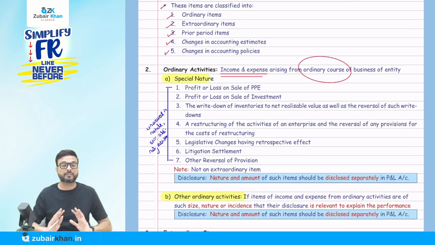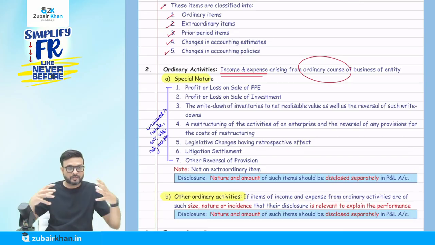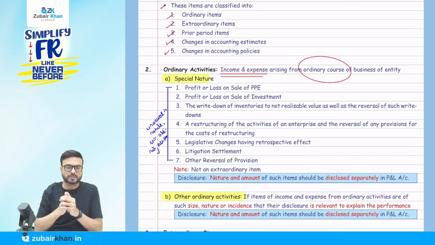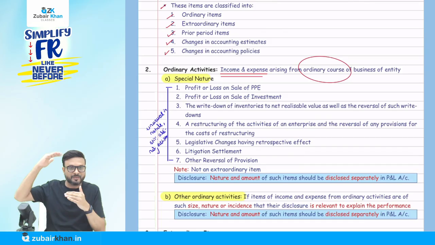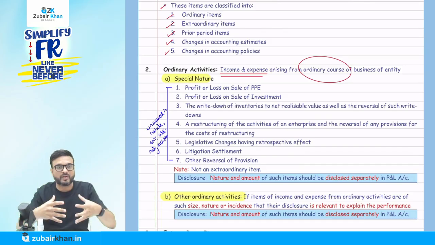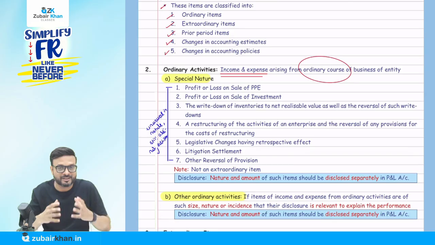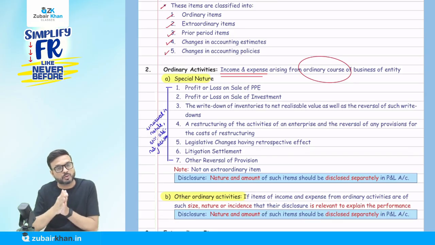But these 7 items, even though we are calling them ordinary activity, are of special nature, like in a family. The senior members are from the family only, but they are special that year. So ordinary activity is one family, but under this family there are 7 people of special nature, so we will give them some priority. First, let's talk about what those 7 items are.